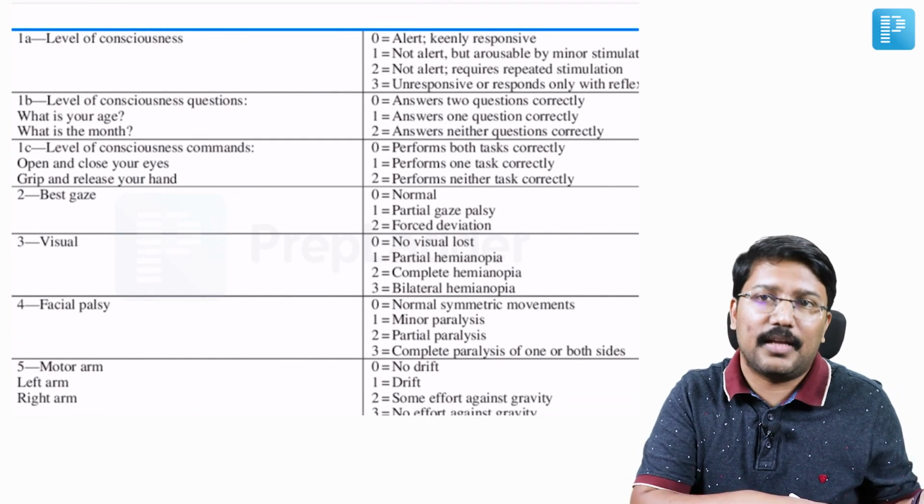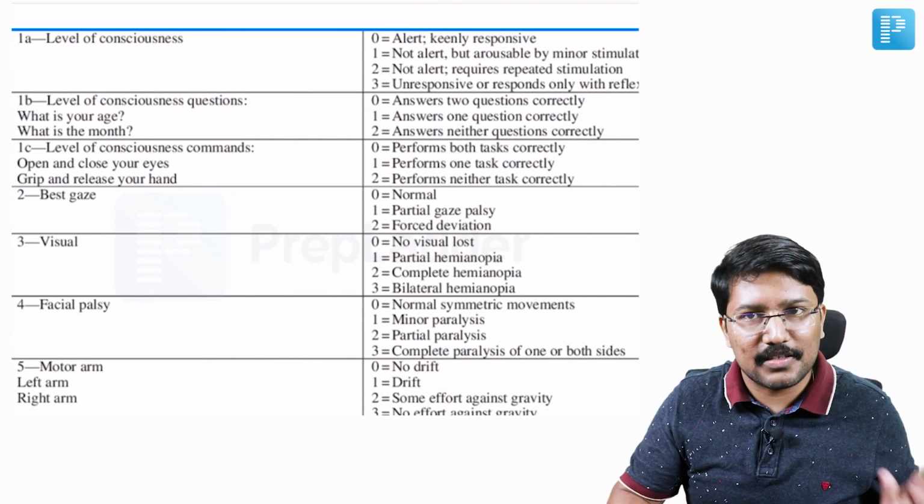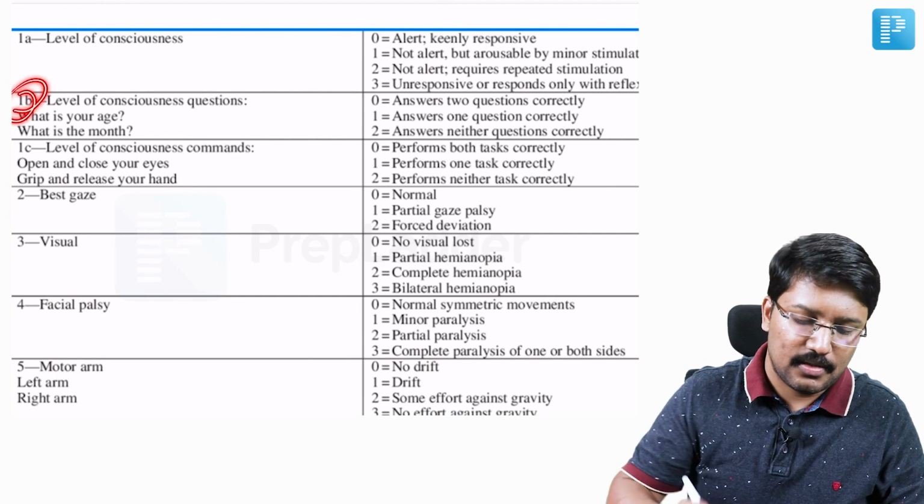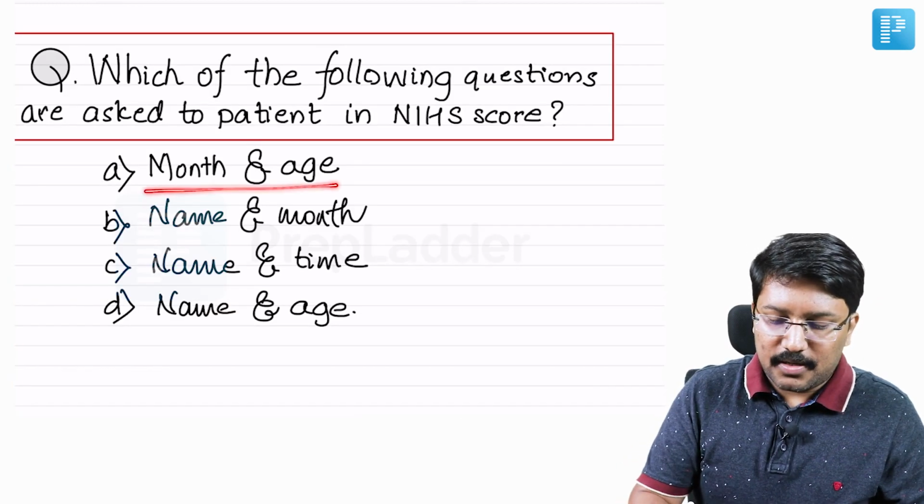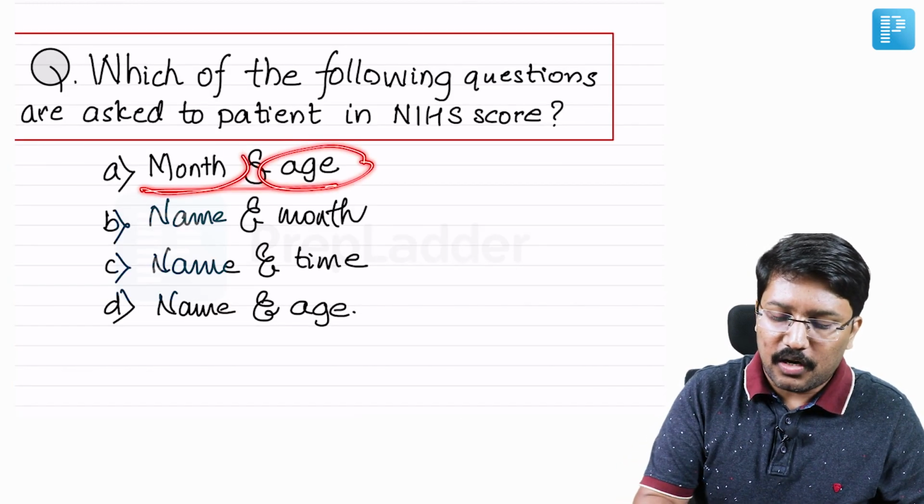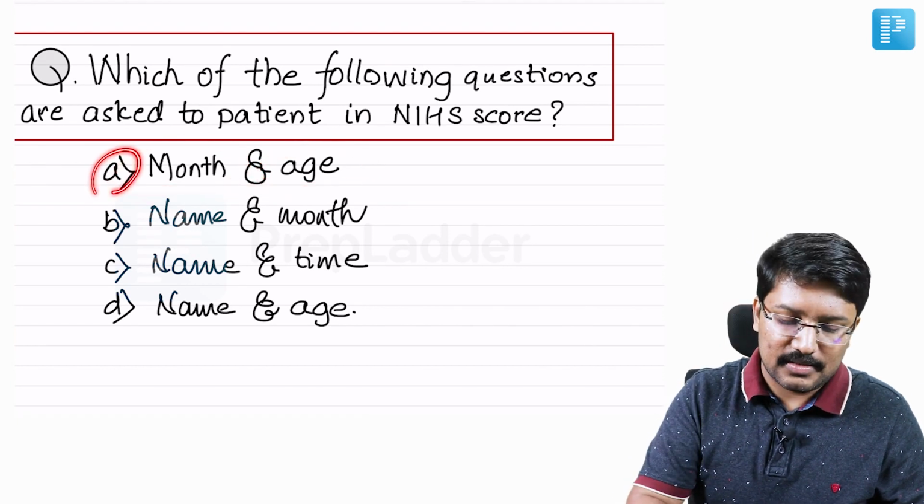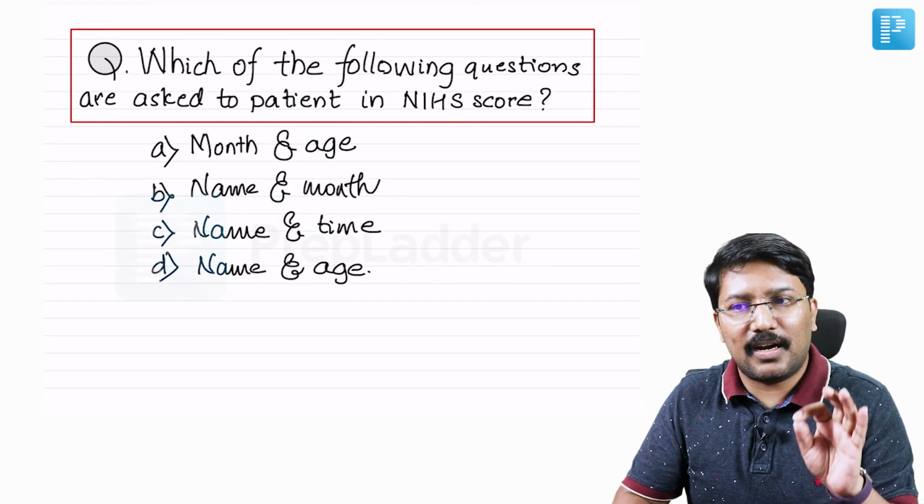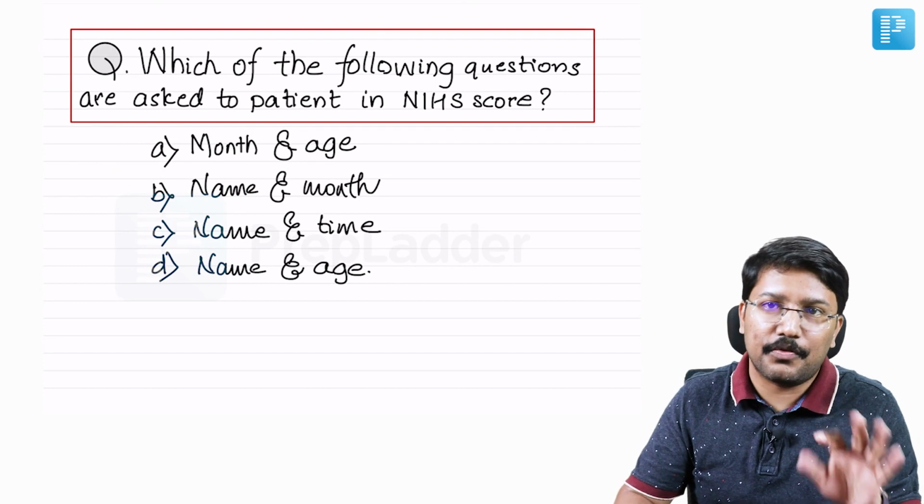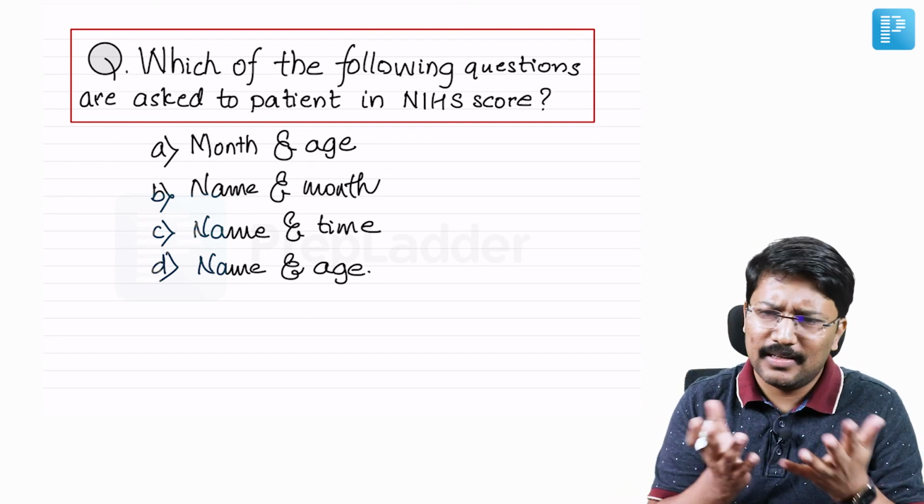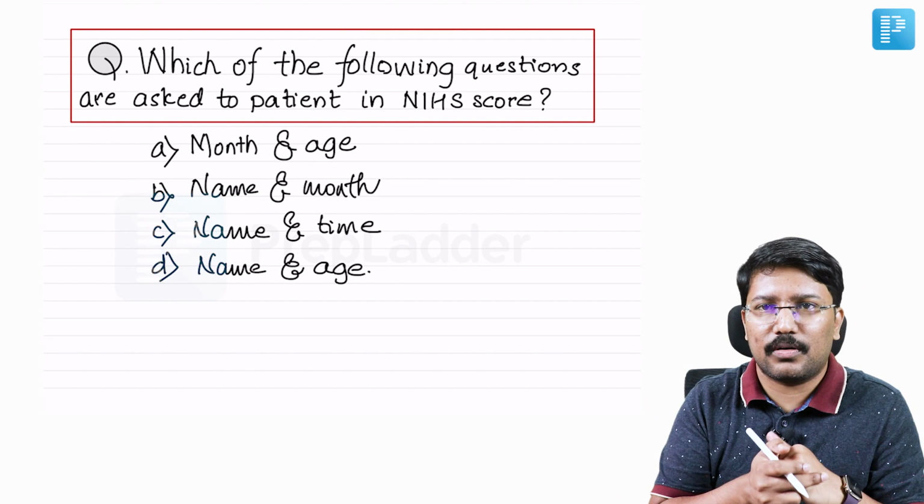And the question that was asked in the INI SS was particularly about this point, right? Okay, so we know month and age is what we're asking, right? What is your age and what month is this, right? So option A is the correct answer. So this much of attention to detail is required if you are preparing for the INI SS. Even for NEET SS, I would consider this important, right?